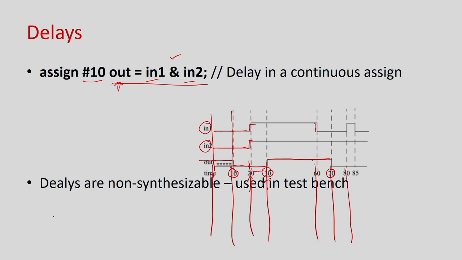Suppose instead of this, you write assign out equal to in1 and in2. Since at this point both are 0, your output will also become 0, right? And here both become 1, so out also will become 1, and it will continue like this. At this point, since in1 becomes 0, out will also become 0. So you can see here out exactly follows in1 and in2, but in the delayed version, out follows the value of in1 and in2 delayed by 10 units of time. Okay, so this is how the delay happens.